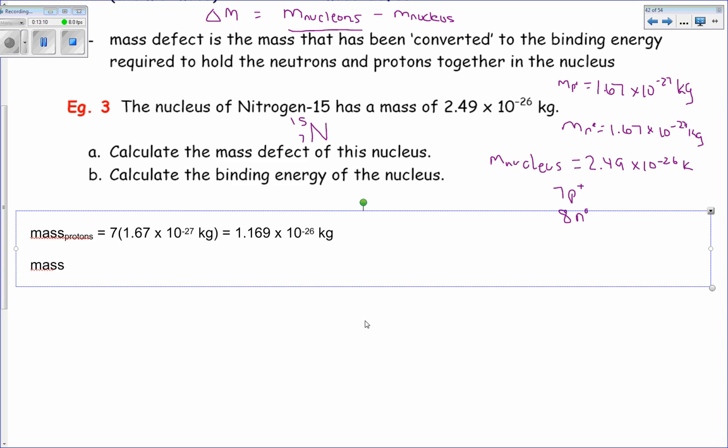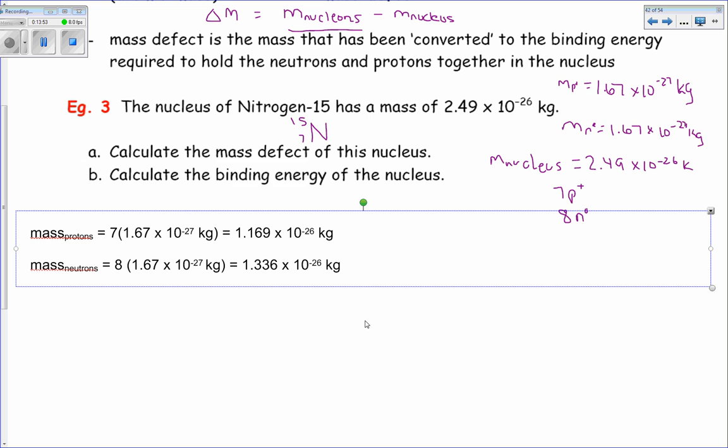Okay. Mass of the neutrons is equal to 8 times 1.67 times 10 to the negative 27 kilograms. Okay, and so that's equal to 1.336 times 10 to the negative 26 kilograms.